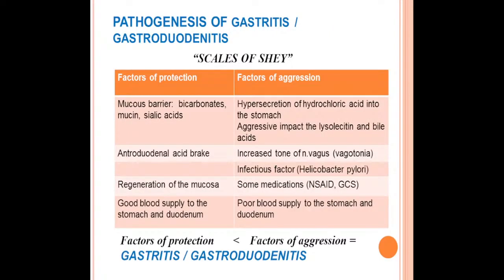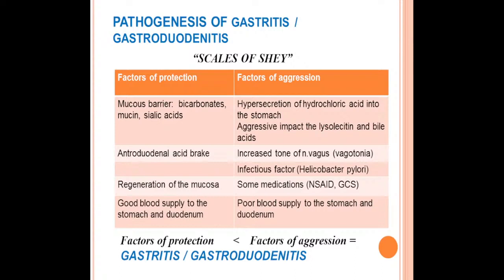Pathogenesis of gastritis or gastroduodenitis is explained by the scales of Shay. Shay is a gastroenterologist, professor, who proposed this hypothesis about the pathogenesis of gastritis and gastroduodenitis, and now in pediatrics and gastroenterology schools in different countries it is recommended to work with these scales of Shay.